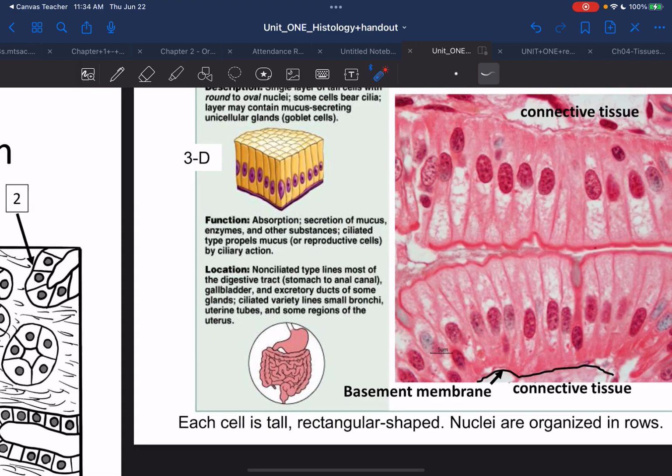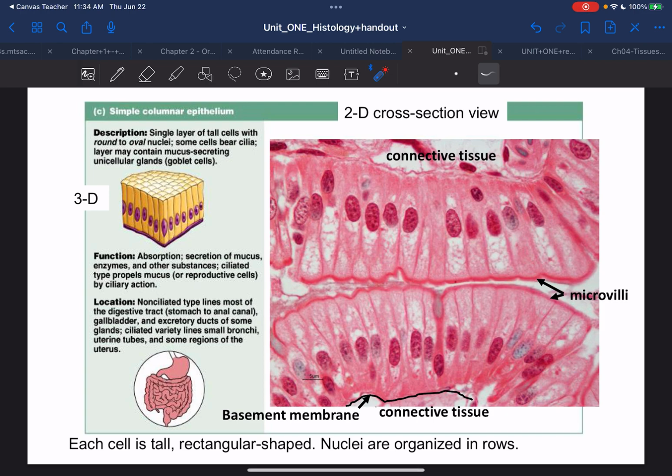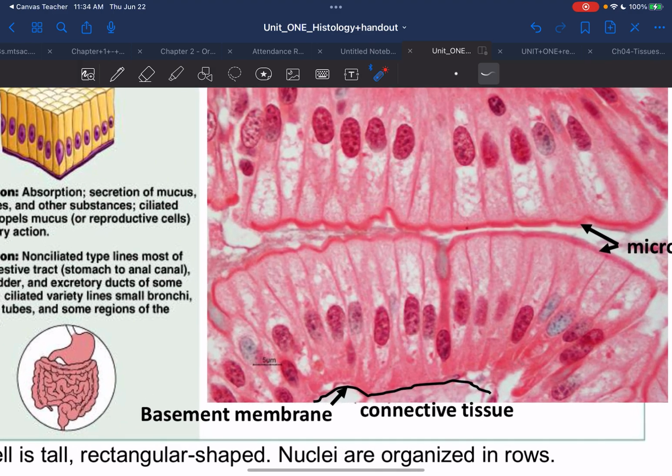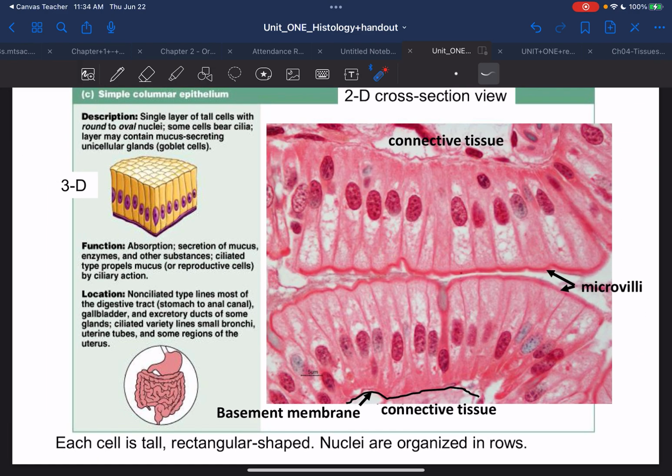And so, with that, this image is incredibly difficult to understand because it's just a bad picture. But otherwise, this space inside, what's the space inside of things? Lumen. This would be the lumen. We'll have a better picture coming up in a second. But lumen would be the space on the inside. And then our basement membrane is going to be on the opposite side.